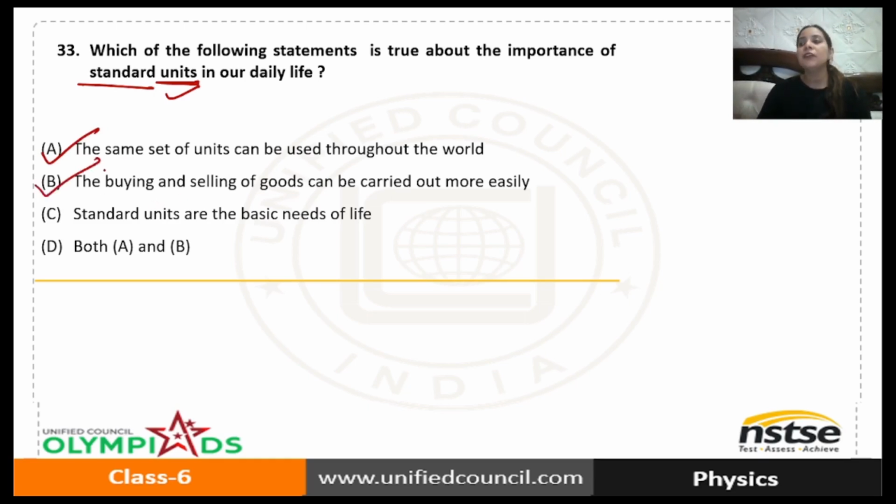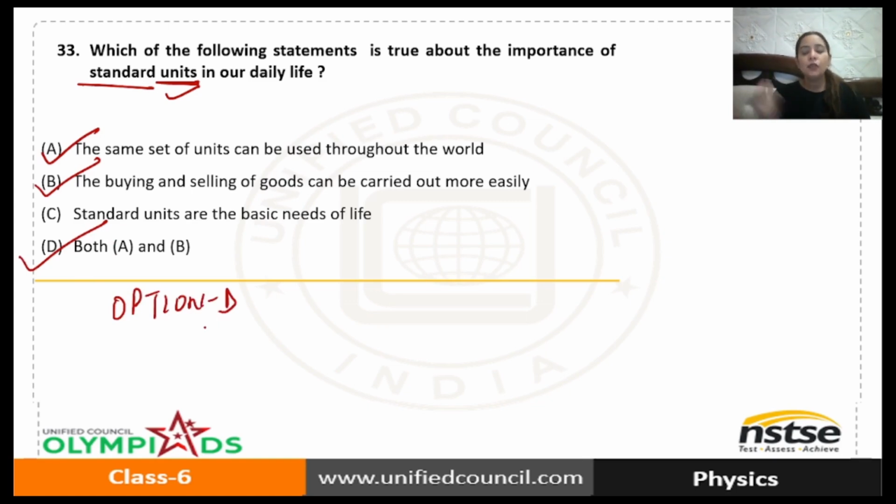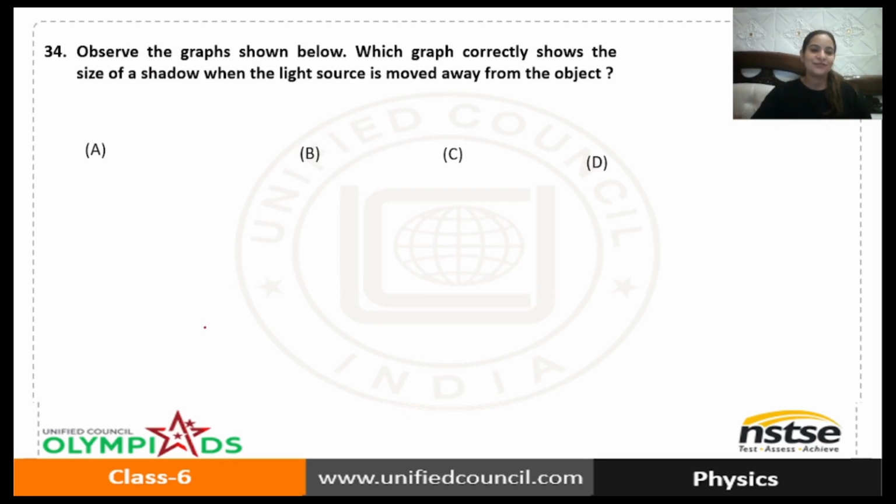Yes, because if you ask give me 10 potatoes or give me 20, then you will say to the grocer we need big size potatoes, or you are giving a small size potato. So obviously if you say we need 1 kg, it will be 1 kg irrespective of their shape or sizes. Standard units are basic needs of life. Yes, it is. So which of them is correct? Both A and B are correct. So which option will we go with? Option D. We need standard units. What is true about their importance is that the same units can be used everywhere in the world, and also buying and selling of things will be done more easily.